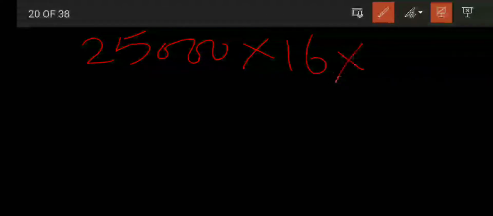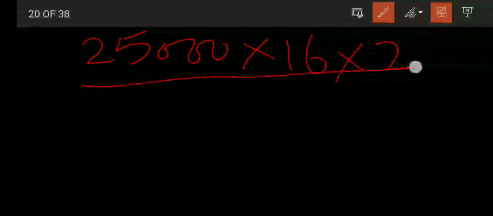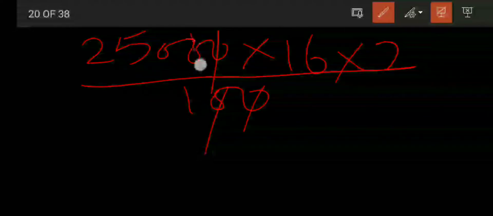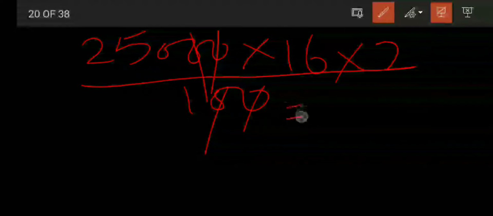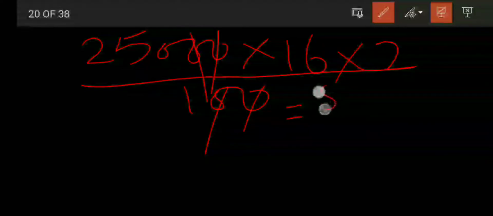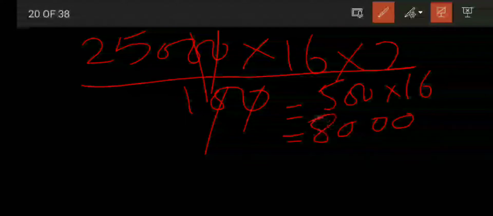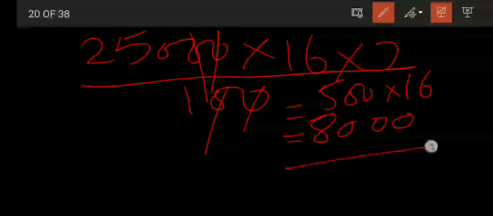25,000, that is P. P means principal. Rate of interest 16 into time 2 divided by 100. So that comes to 500 into 16. So rupees 8,000 is SI.